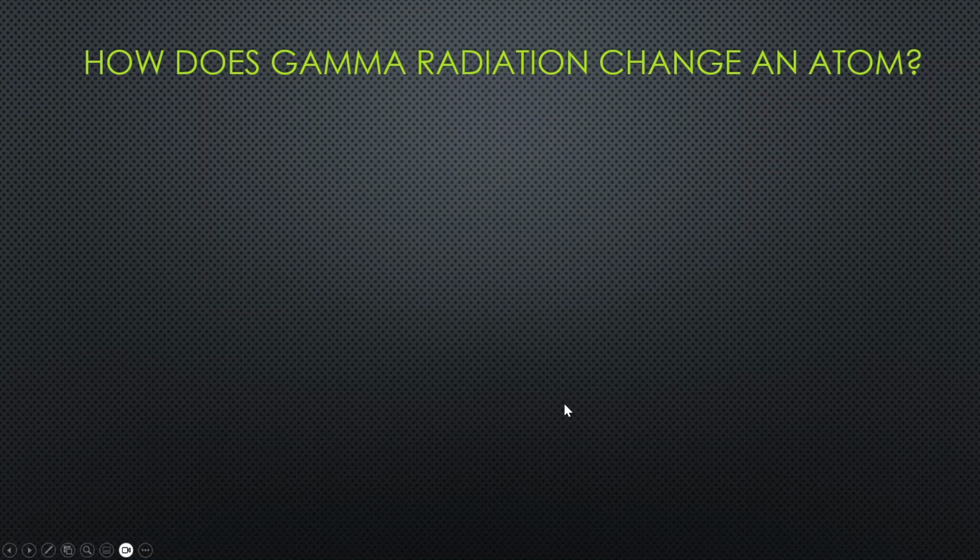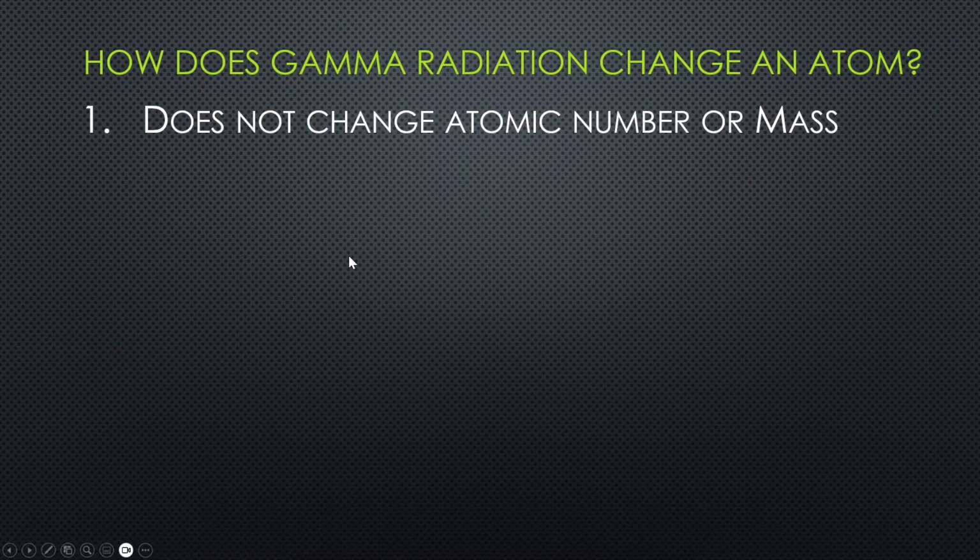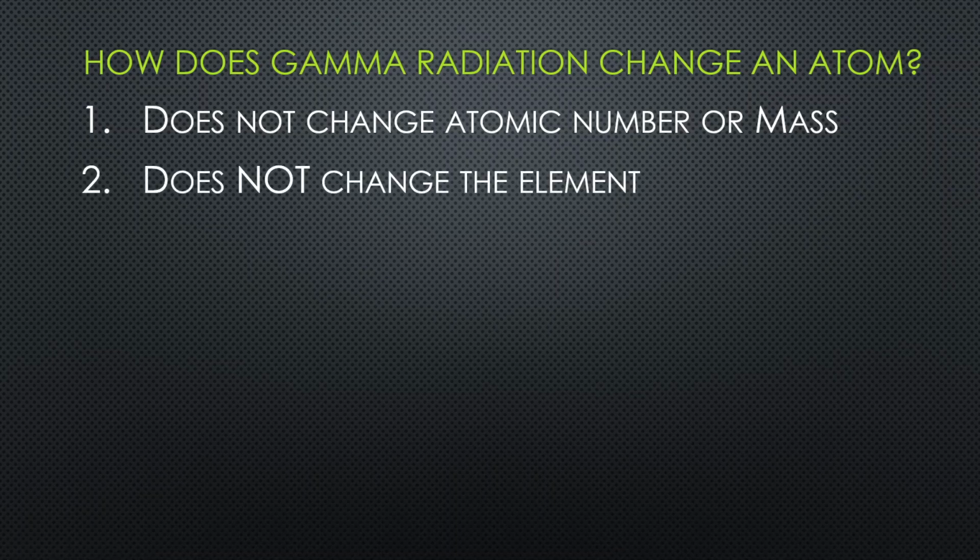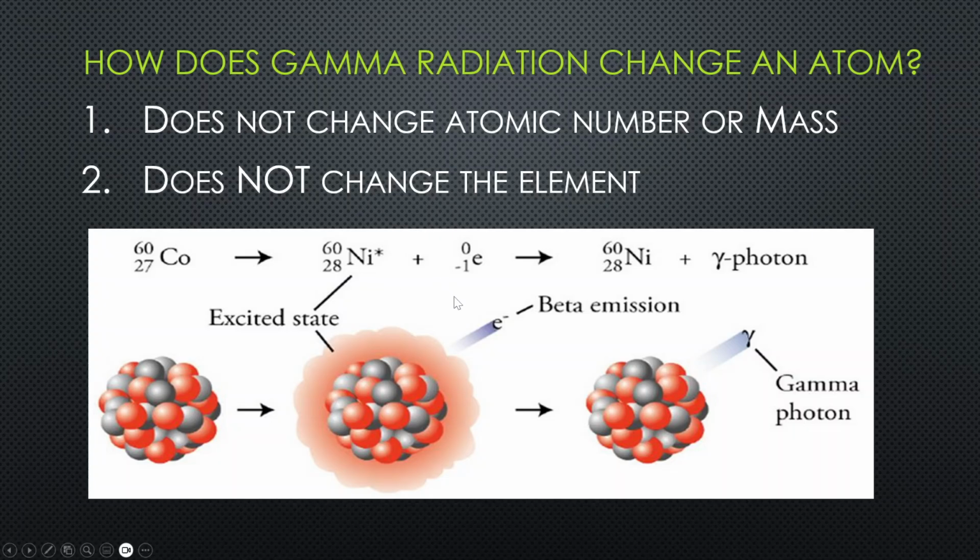Okay? And so how does gamma radiation change an atom? It does not change the atomic number or mass. Remember, it's 0, 0. It does not change the element. Here's an example. A lot of times you'll see, and we won't worry too much about it, but I just want to introduce it to you guys, there will also be a beta emission before it goes to the gamma, but that's okay.